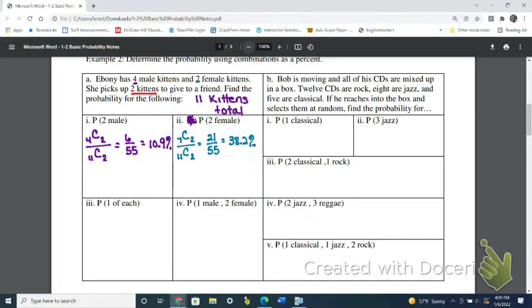Part 3 is 1 of each. So that means I want to choose from 4 of the male kittens, and I want to choose 1. And so we're going times, I want to choose 1 of the 7 female cats. But on the bottom, I'm still going to do 11 choose 2 because I'm picking just 2 cats. So you get 4 times 7, which is 28 out of 55, which is 50.9%.